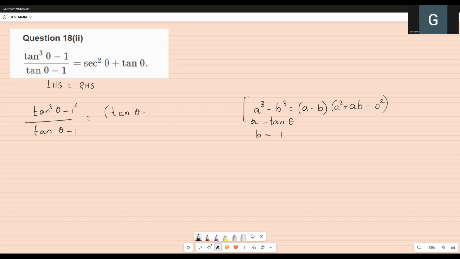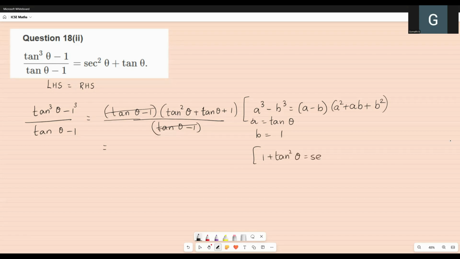Tan theta minus 1 into tan square theta, because A square plus AB, 1 into tan theta is tan theta, B squared is 1, divided by tan theta minus 1. So tan theta minus 1 by tan theta minus 1 will give 1. Now we know the identity 1 plus tan square theta is nothing but secant square theta. So now we have remaining tan square theta plus tan theta plus 1.